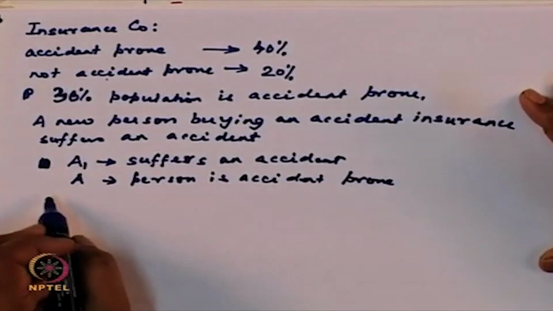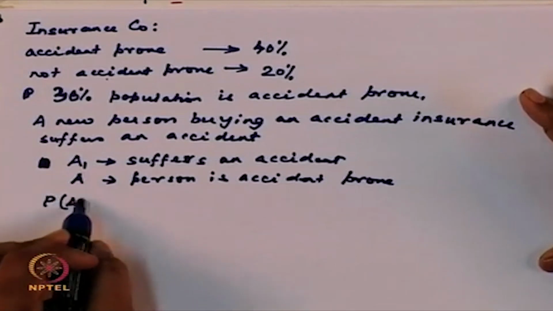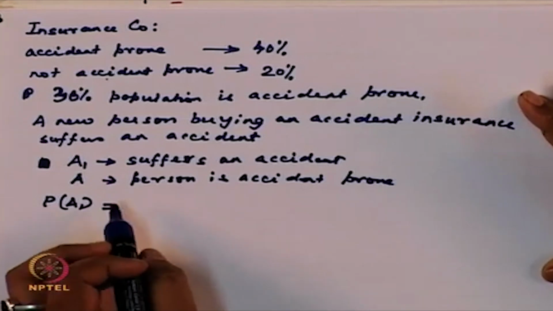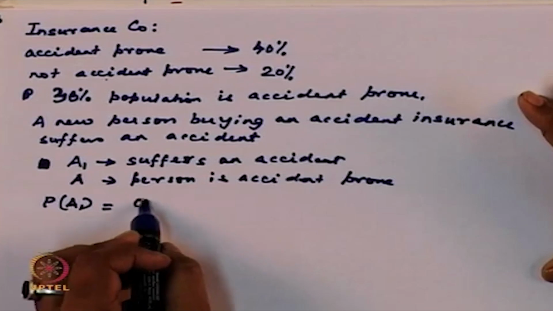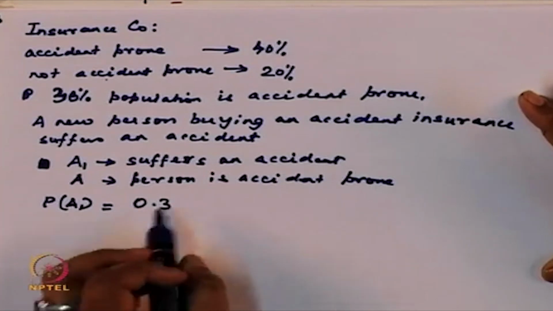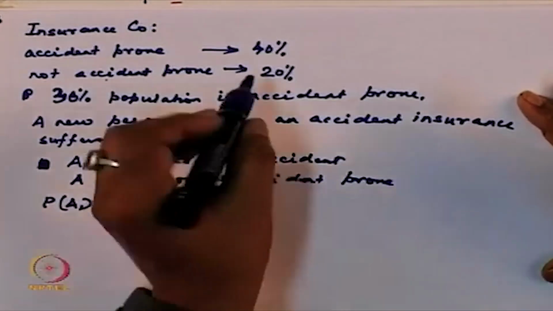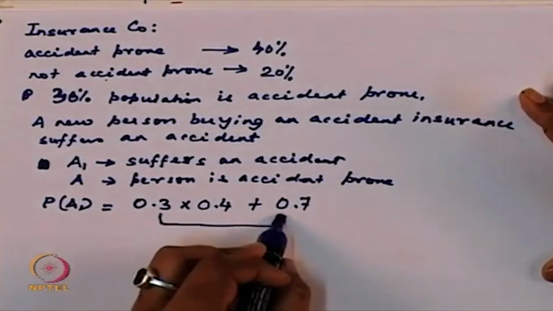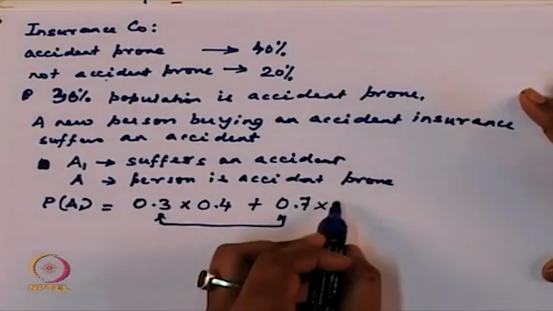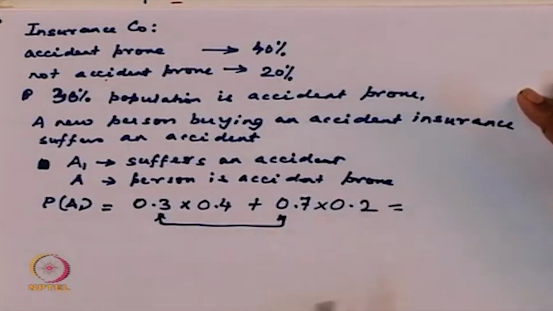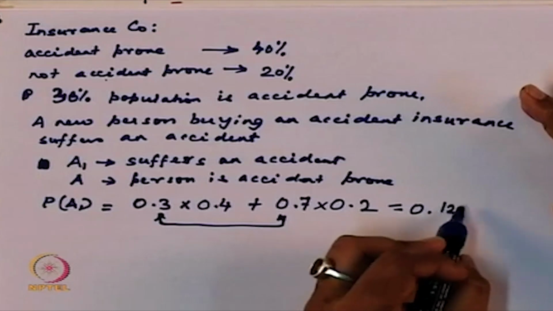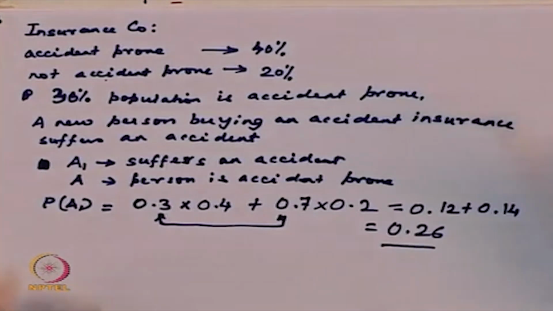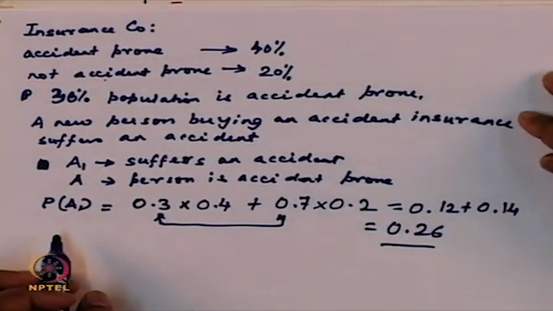So, I want to calculate the probability of A1, which I can write as conditioned on whether the person is accident prone. 30% of my population is accident prone, and with 0.4 probability they will have an accident, and for the remaining 70%, these being complementary events, the chance of having an accident is 0.2. So, this gives me an answer of 0.12 plus 0.14 equal to 0.26.